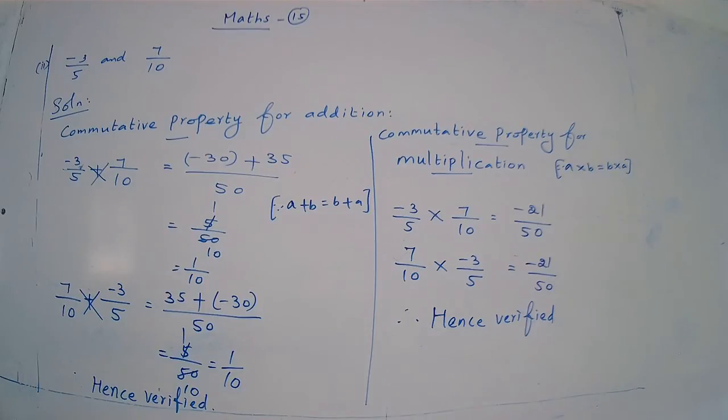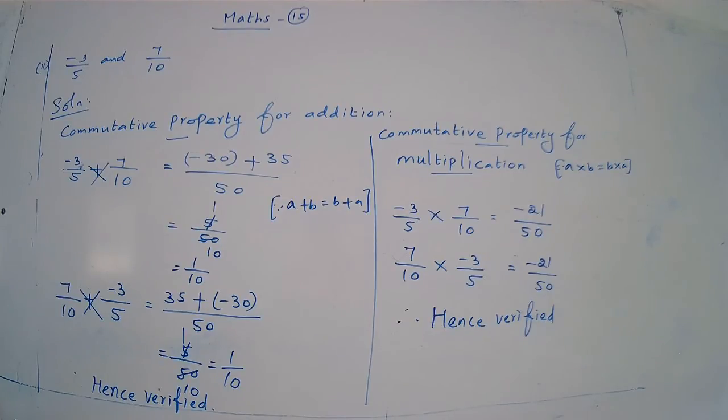Now you change the order. That means 5 plus -7. All of you listen. This question is: verify commutative property for addition and multiplication. First of all, you check commutative property for addition. Here the rule is A plus B is equal to B plus A. Here A is equal to -7 and B is equal to 5. Now we find the value of A plus B, that means -7 plus 5. Your answer is -2.